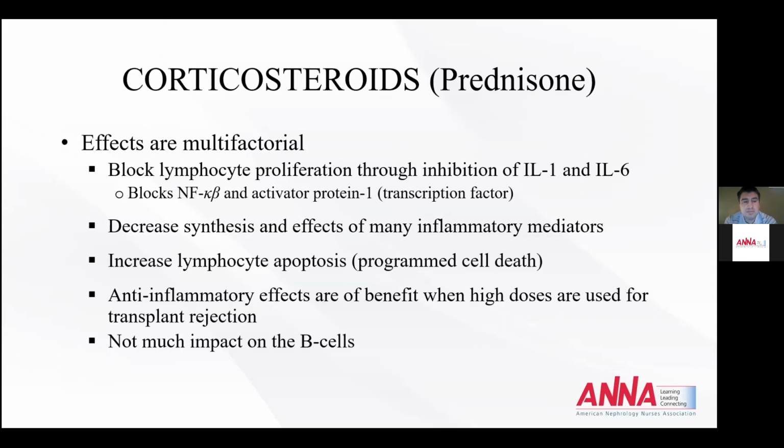It blocks NF-kappa beta, I forget the actual name, and activator protein 1, which is a transcription factor inside the T cell. It decreases synthesis of many inflammatory mediators, so it's really good on cytokine and interleukin inhibition. Like I said, we use it for a lot of inflammatory issues other than just transplant. It increases lymphocyte apoptosis, or programmed cell death, and it has a lot of anti-inflammatory effects, but it does not affect your B cells. So remember that. This is mainly a T cell medication. It does nothing really for your antibody-producing B cells or plasma cells.